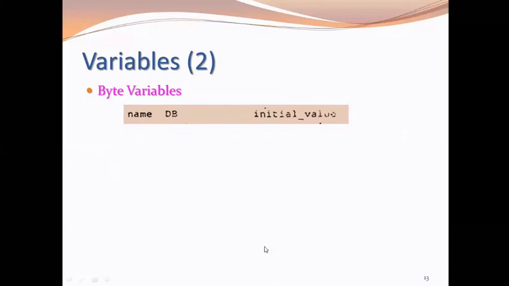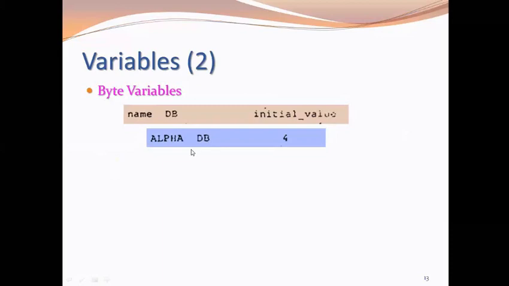So let's see the example. Alpha DB, and what is that? This is an initializer, the value of the variable alpha, and the type of the variable is DB. Is that clear? So alpha is the name of the variable, and it is a byte type variable, and you are initializing the byte variable with a value. Here it is an empty variable. Is that clear to everyone?